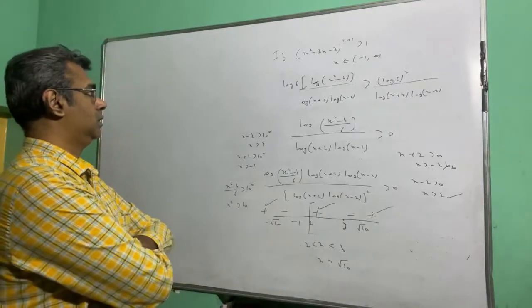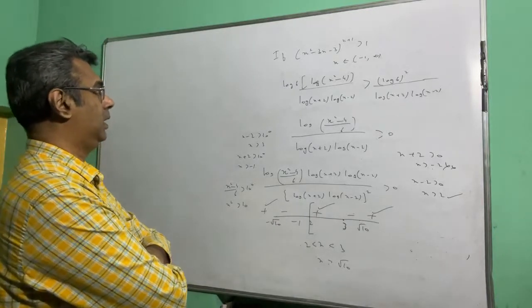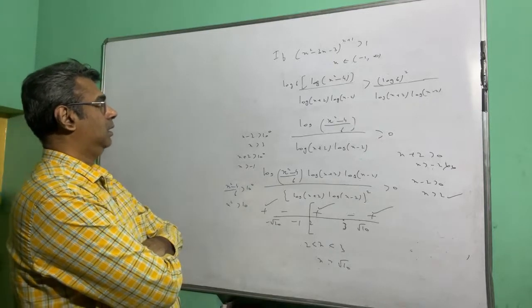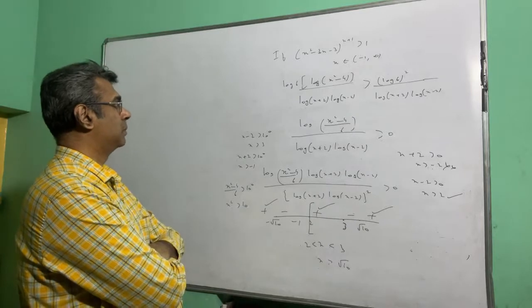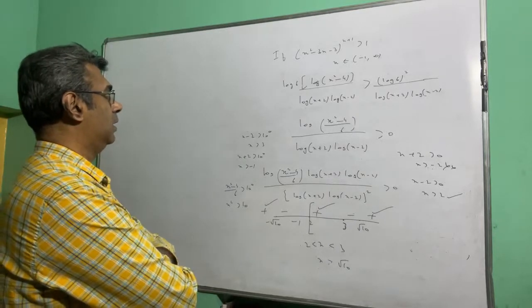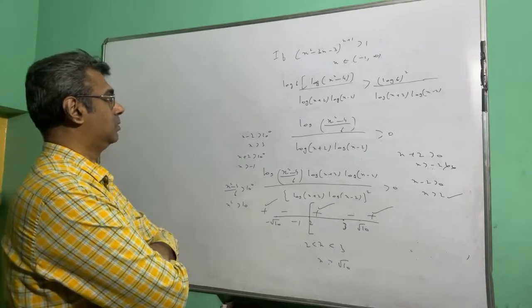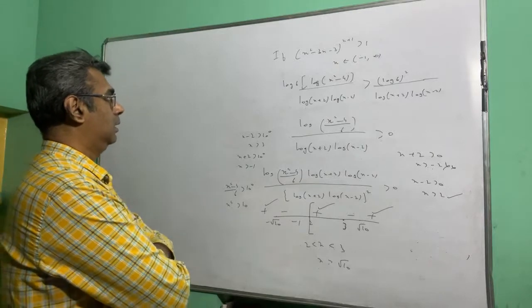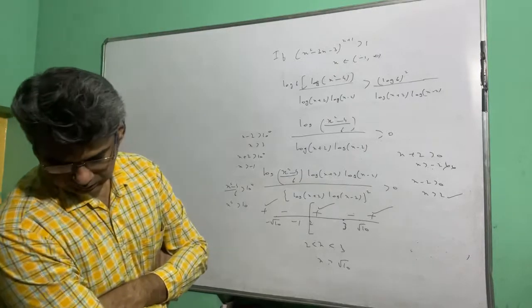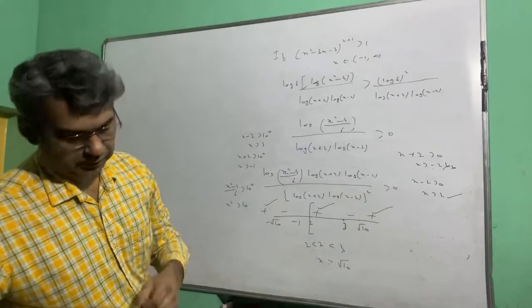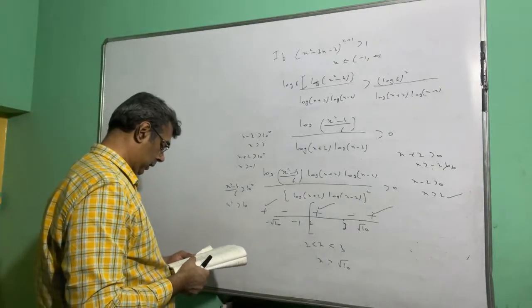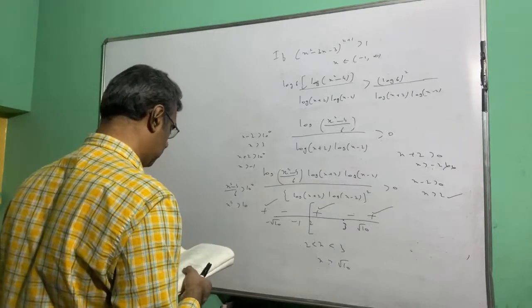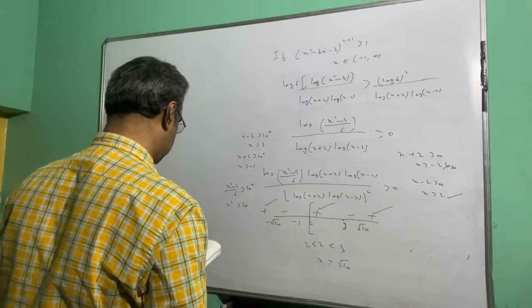So x squared minus 3x minus 3 to the power x plus 1 is greater than 1. Okay, x squared minus 3x minus 3 to the power x plus 1 greater than 1. Then you have to solve this, and the answer that you must get should be between minus 1 and infinity.